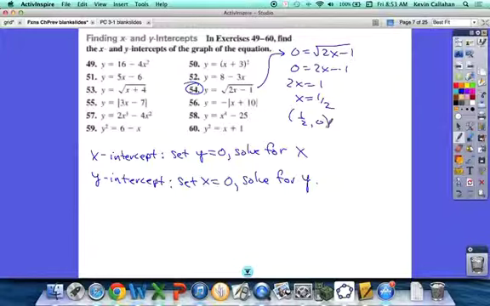For the y-intercept, set x equal to 0. What happens in this one when you set x equal to 0? Y equals the square root of 2 times 0 minus 1. Y equals the square root of negative 1. What does that tell you? What kind of number is that? It's imaginary. The square root of negative 1 is imaginary, which means it doesn't cross the y-axis. There is none. But just remember these steps.